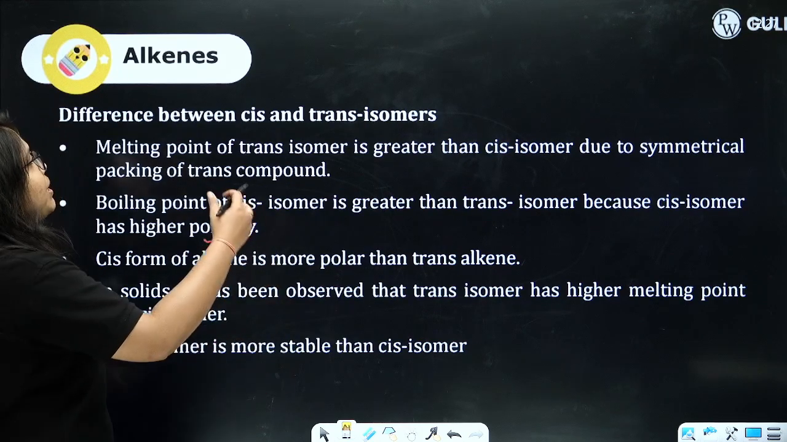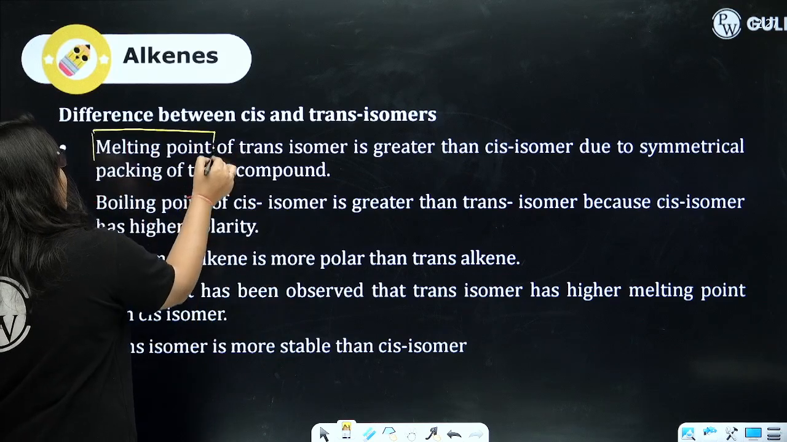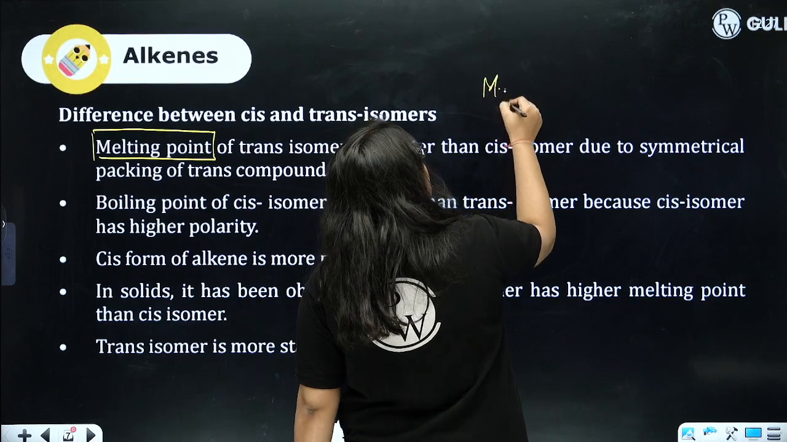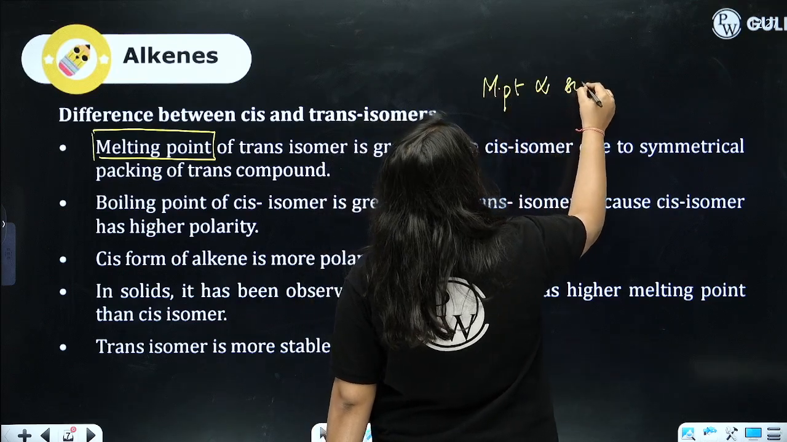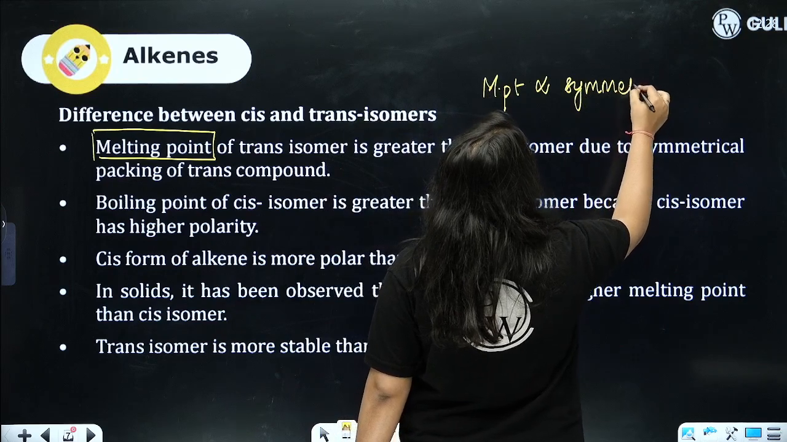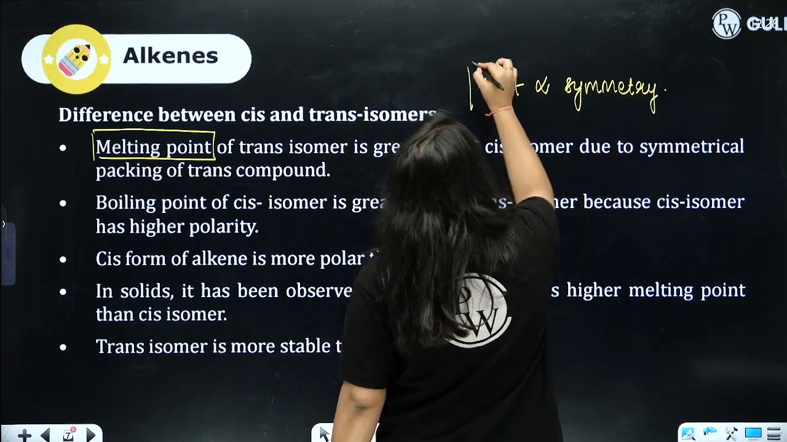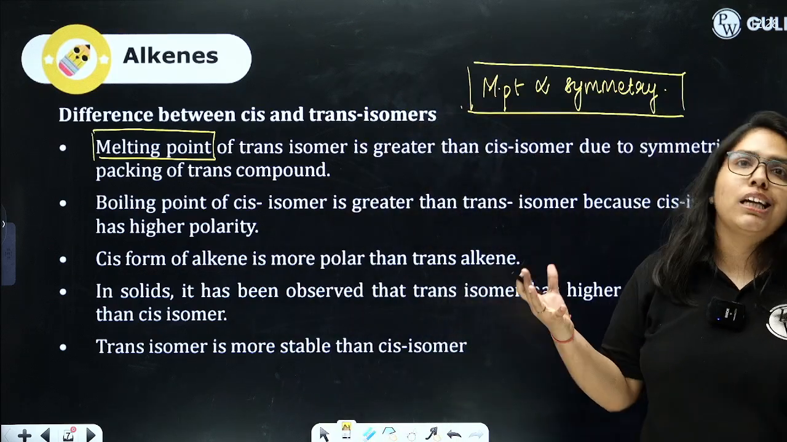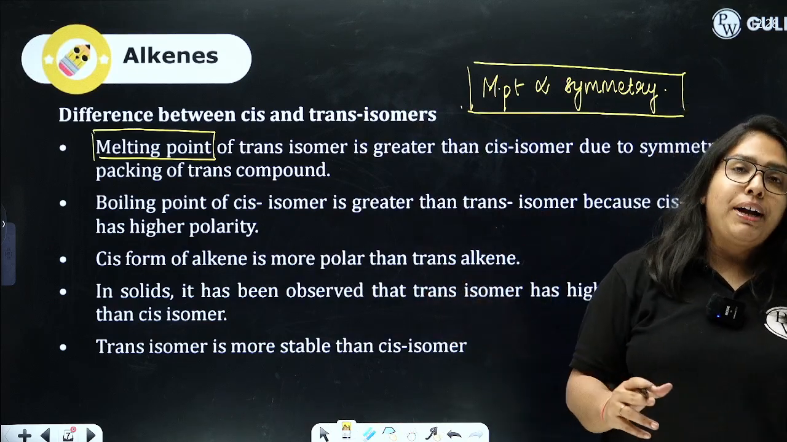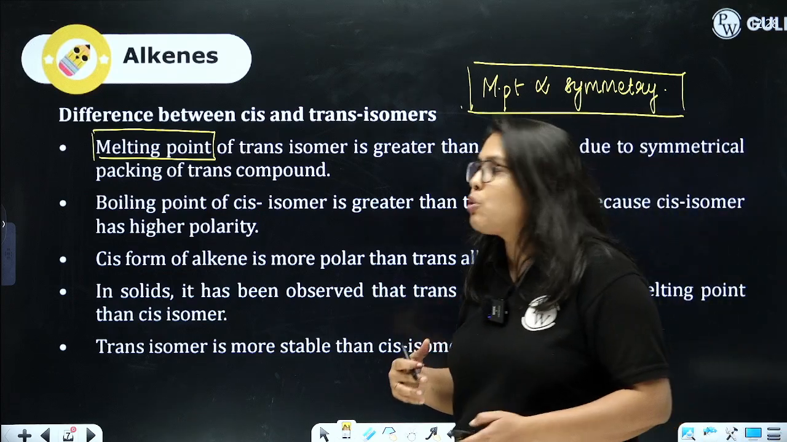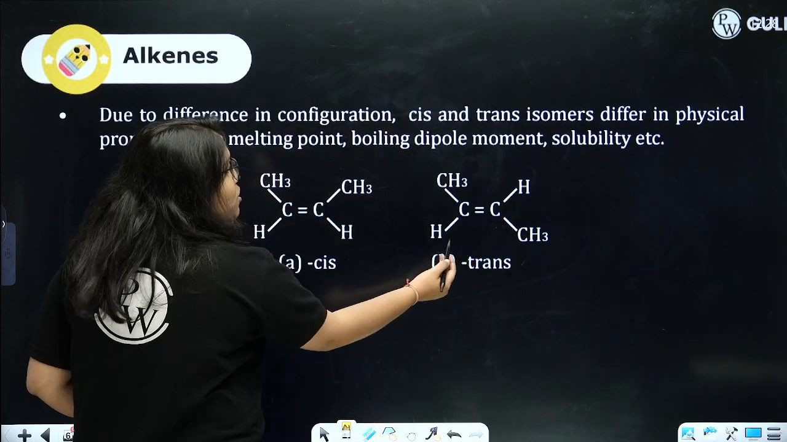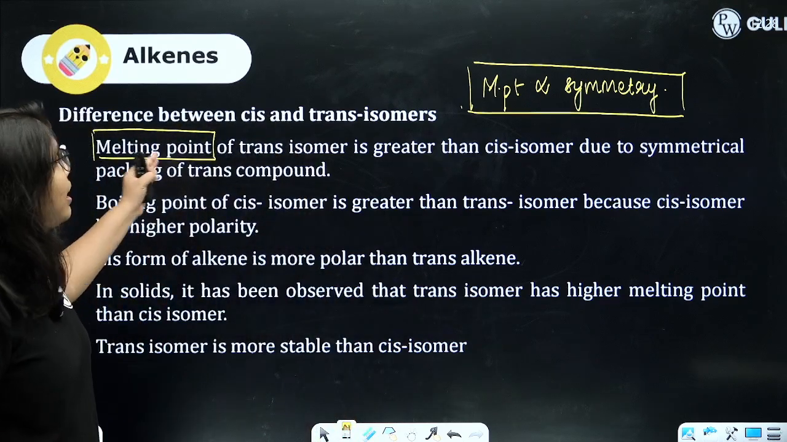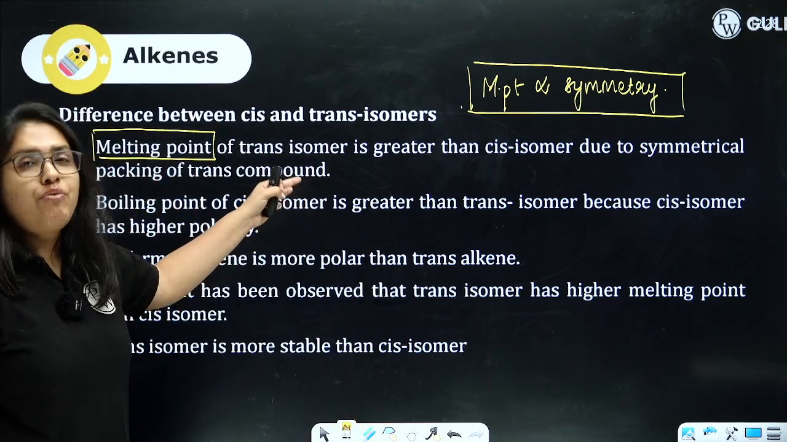Let's try to understand the difference between cis and trans isomers. When you look at the melting point, let me tell you, melting point is directly proportional to symmetry. If the symmetry is more, the melting point will automatically increase. Now, between cis and trans isomers, as you can see, it is the trans isomer which is more symmetrical. Thereby, the melting point of the trans isomer is more because of their symmetry.